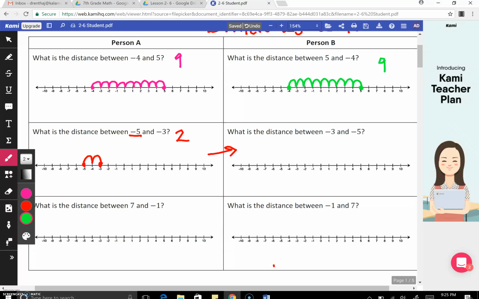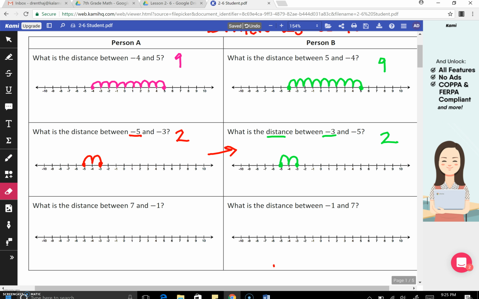Okay, so what's the distance between -3 and -5? Now, -3 was mentioned first, so that's where we're starting. We have to go backwards, 1, 2. So we're moving to the left, but they're asking us distance. So just what is the space between? So again, it would be 2. And you're probably starting to see a pattern here. So let's do the other one quickly.